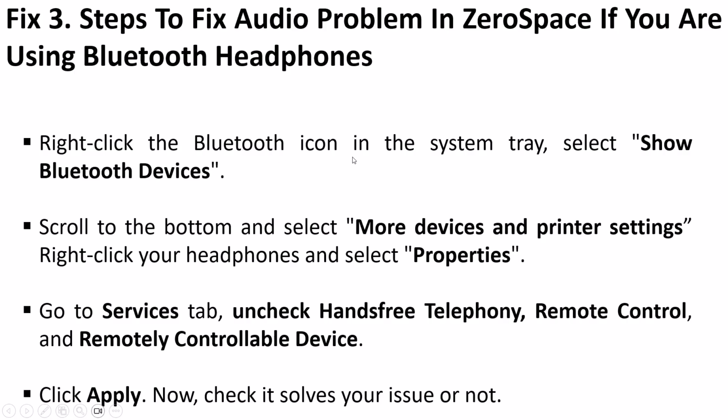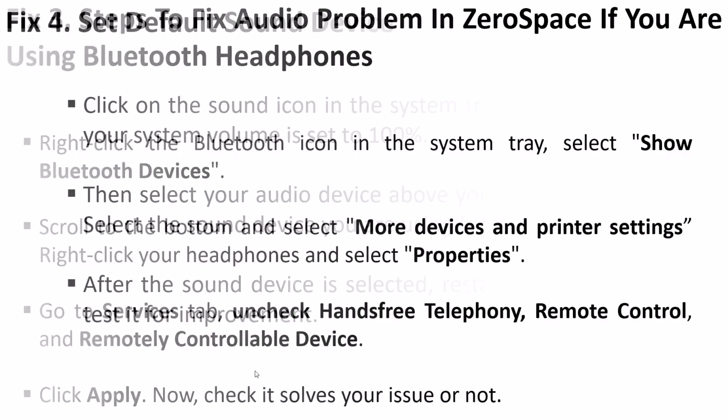Now if you are using Bluetooth headphones, then follow these steps. Right click the Bluetooth icon in the system tray, select Stored Bluetooth devices, scroll to the bottom and select More devices and printer settings. Right click your headphones and select Properties. Go to Services tab, uncheck Hands-Free Telephony, Remote Control and Remotely Controllable Device. Click Apply and then check if it solves your issue or not.